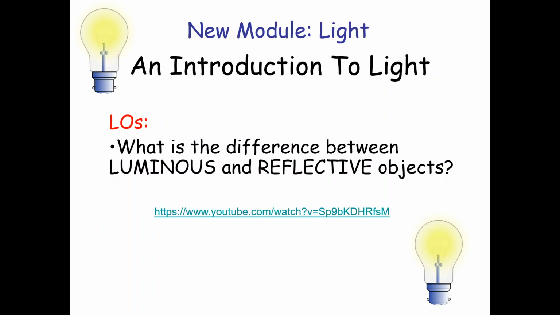Hi everyone, in this lesson today I am going to teach the first lesson to the Year 8 light topic. So it's an introduction to light, and our learning objectives are to look at the difference between luminous and reflective objects. Okay, to begin with, what I'd like you to do is to watch this little YouTube video, and as you're watching it, I'd like you to think about when you see the lightning compared to when you hear it.